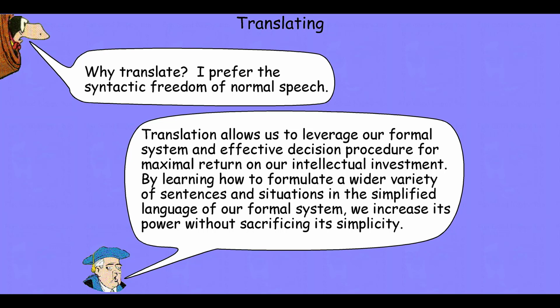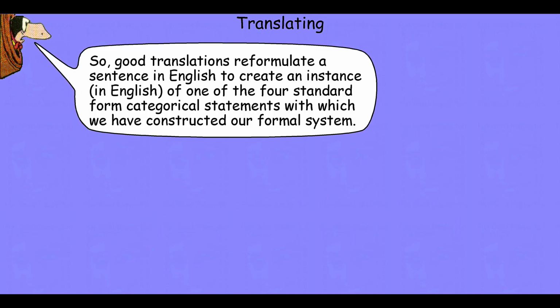By learning how to formulate a wider variety of sentences and capture a wider breadth of situations in our simplified language in our formal system, we can increase its power without sacrificing its simplicity. Our goal here, what will count as a good translation, is if we take an English sentence that isn't one of our standard form categorical statements and we reformulate that sentence to create an instance, again, just in English, of one of our 4 standard form categorical statements with which we've constructed our formal system.